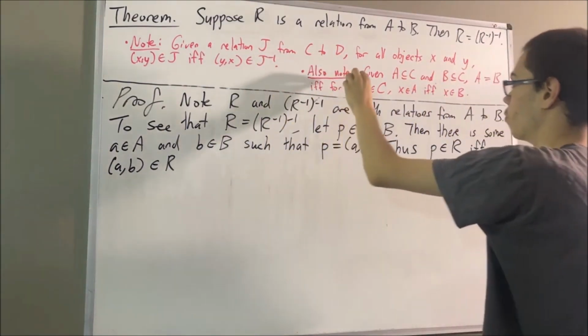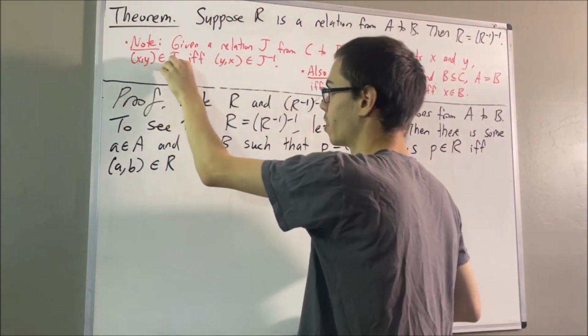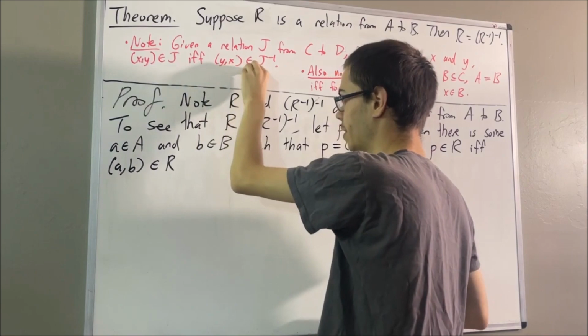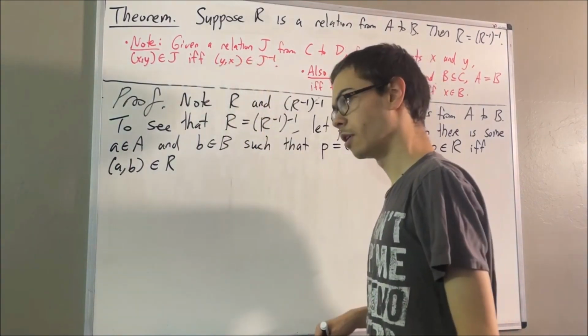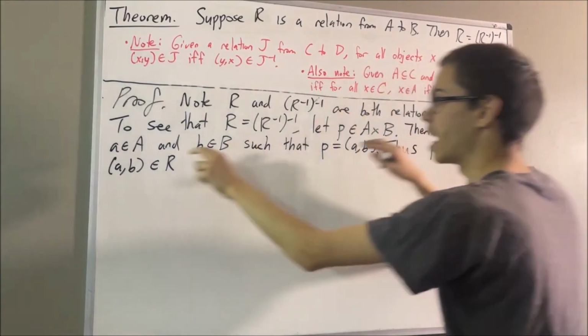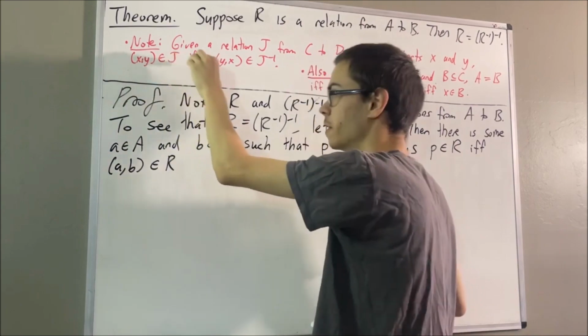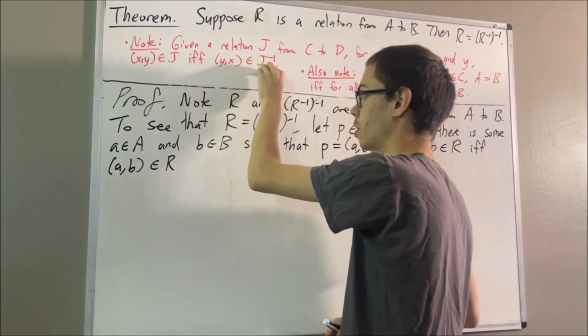So, what this means is, for all objects x and y, x comma y is an element of R if and only if y comma x is an element of R inverse. So we can take x and y here to be a and b. So we have that a comma b is an element of R if and only if b comma a is an element of R inverse.